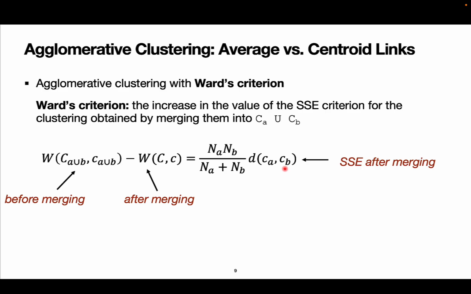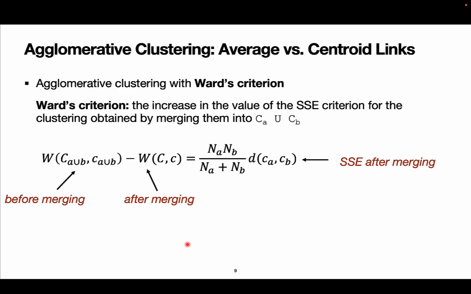Finally, Ward's criterion measures how much the sum of squared errors increases when two clusters are merged. So every time we merge clusters, the total SSE will go up. So Ward's idea is to merge clusters that cause the smallest increase in SSE. Mathematically, it's given by this formula, which keeps clustering tight and compact as we merge.